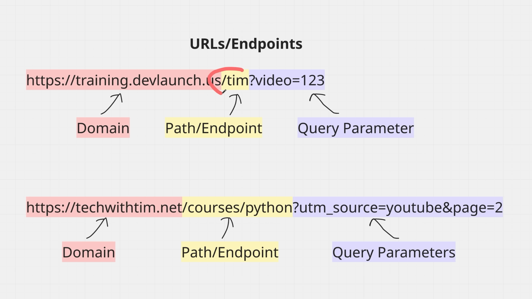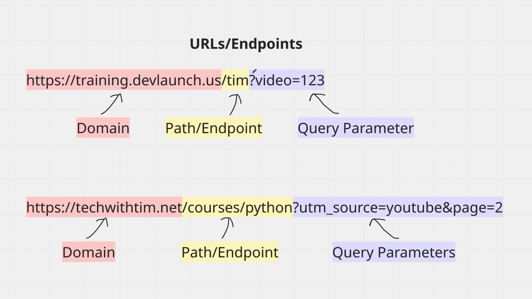And then after that, you typically have some slash or multiple slashes, and those slashes refer to the path or endpoint on that URL. So in this case, we have slash Tim, but we might have slash privacy policy or slash refund policy or slash whatever coming after this, which denotes kind of like the page or the path that you're going to on this URL.